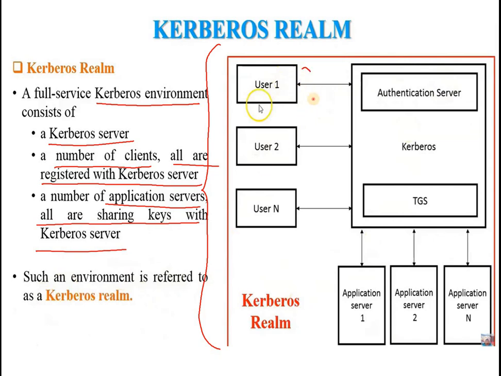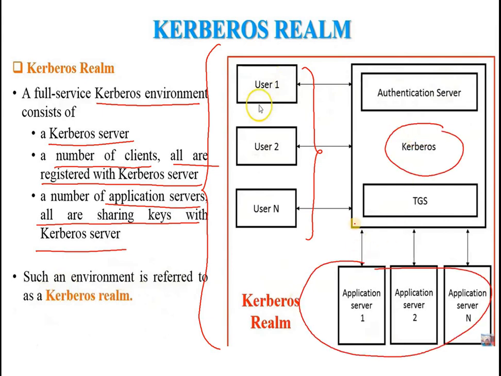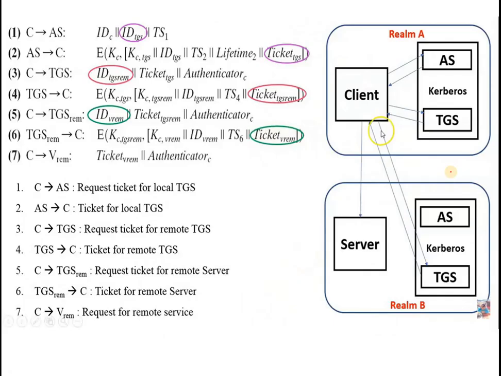So you can see here, n number of users are connected with the Kerberos server and n number of applications are connected with the Kerberos server. The secret keys will be shared between the application server and this Kerberos server. Next, these are the steps that will be followed here in the realm authentication. So we have 7 steps here. All these steps, whatever we have explained, are there here.